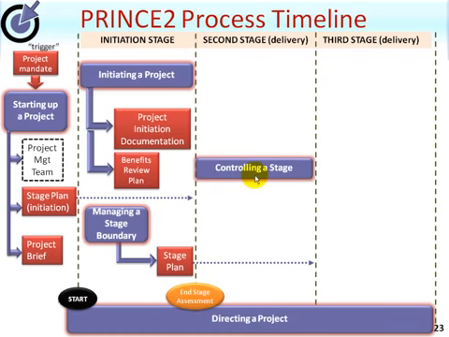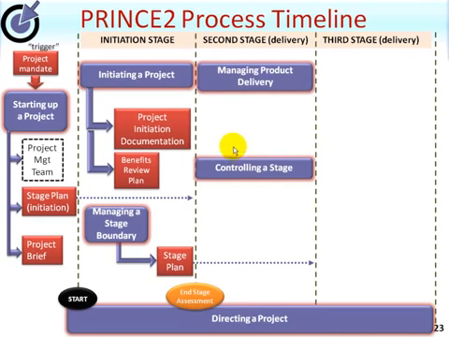Here the controlling a stage process is used by the project manager to do exactly that, to monitor, manage and control the stage itself. And the first act of the project manager would be to give out a work package to the specialist team who would use the managing product delivery process. Now, one of the optional roles is a team manager, and if such a team manager is in place, then the project manager would give the work package to the team manager rather than the team members themselves.